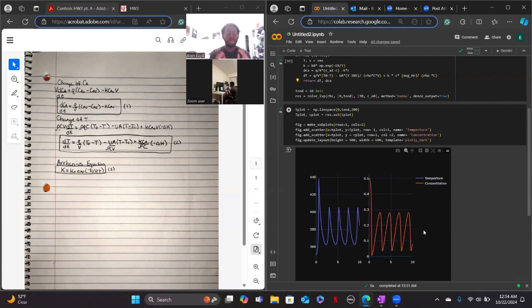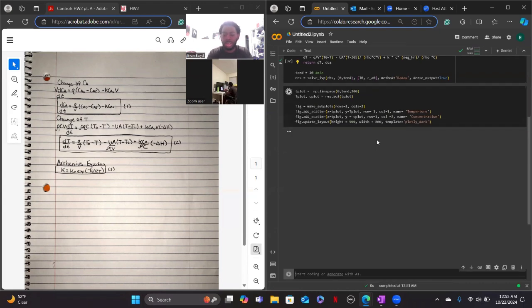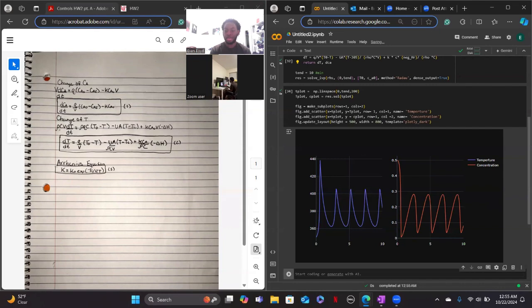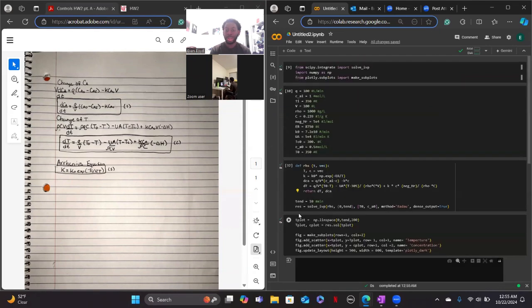So then, okay, that is the graphs for the temperature and concentration. I can widen it out more. I think that's what was making me confused, because it looked too bunched up. But yeah, this is the correct graphs for the change in temperature and change in concentration for a CSTR reaction. Okay. Hopefully that helped. I know I was a little bit everywhere today, but this is the correct code.